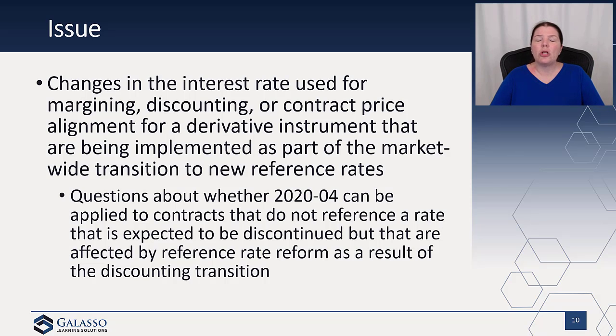And people have looked at some of the issues here. And when they look at this, there are changes in interest rates that are being used for margining, discounting, contract price alignment that in and of itself are not changing the reference rate, but are due to the entire concept of reference rate reform. Because remember, this is a global issue. It's not the global pandemic, but it's a global reference rate reform. And so people said, can we still apply 2020-04 when it's not specifically taking on LIBOR, but it's due to the transition to the new reference rate that we have this margining, derivative, or discounting, et cetera.